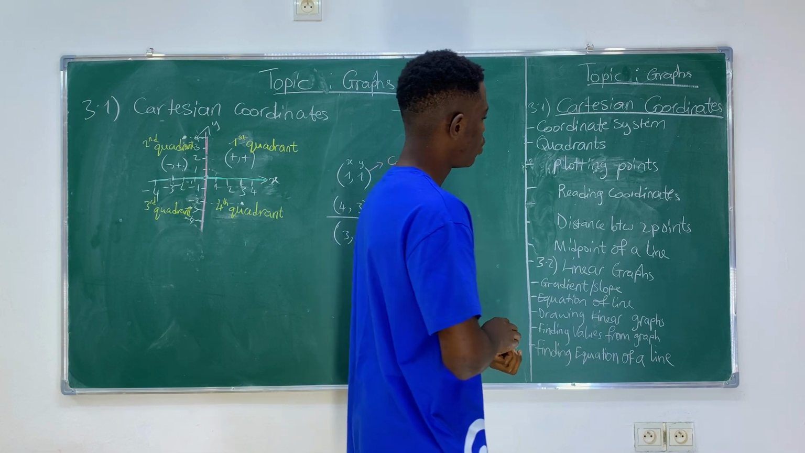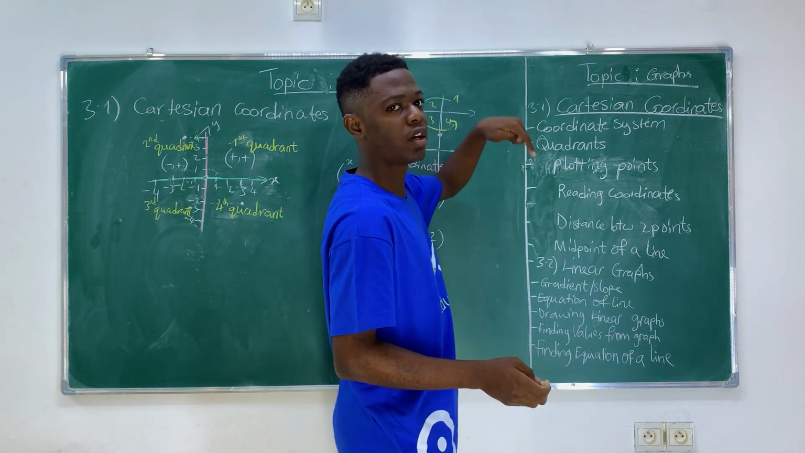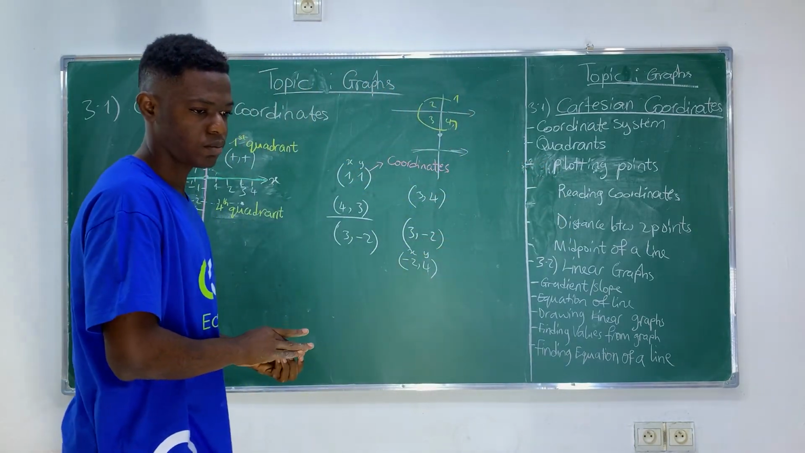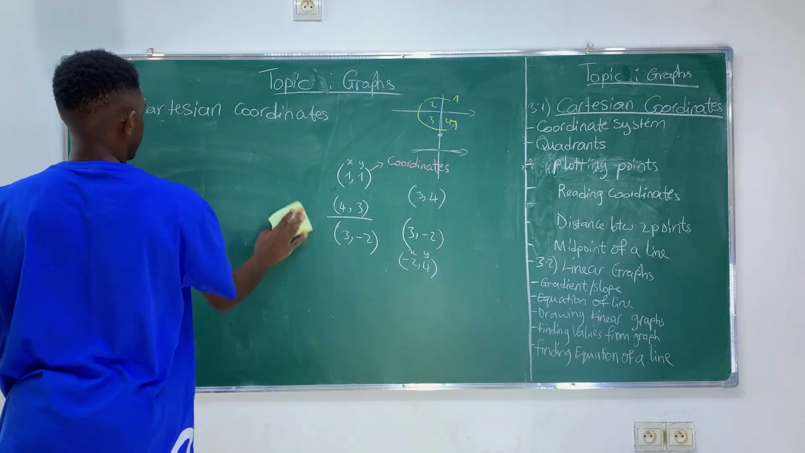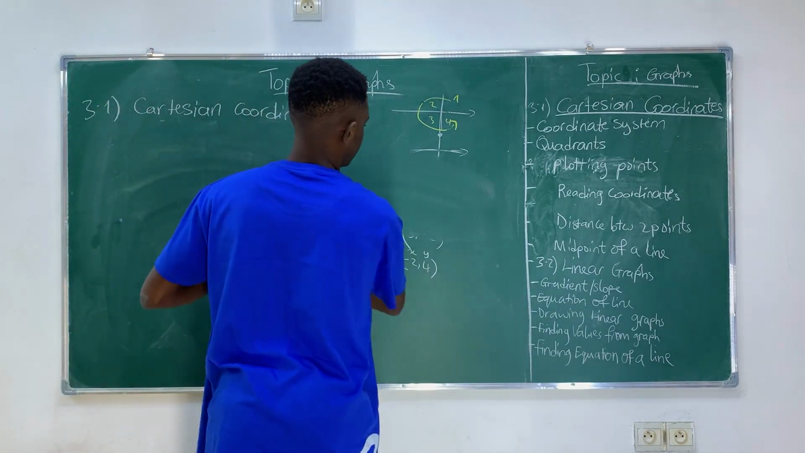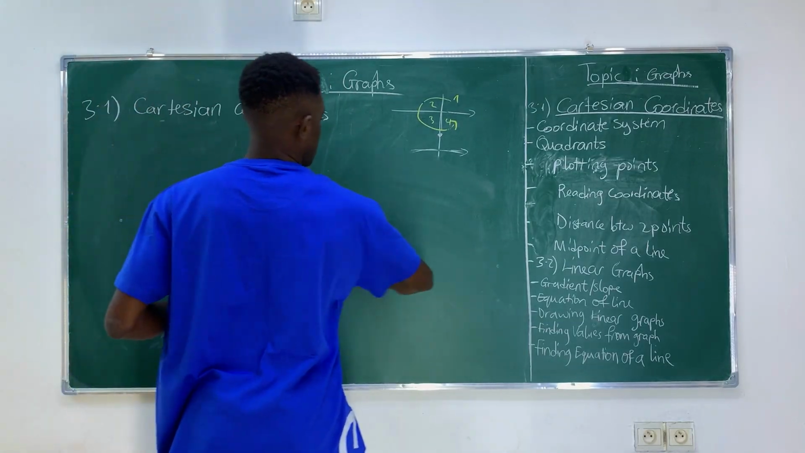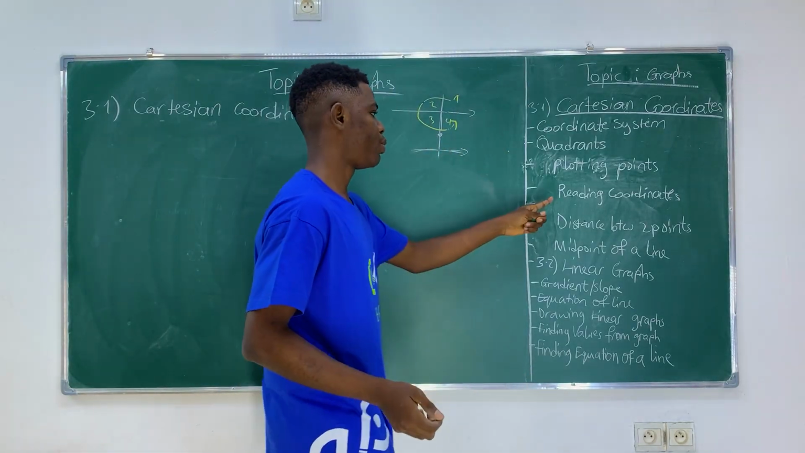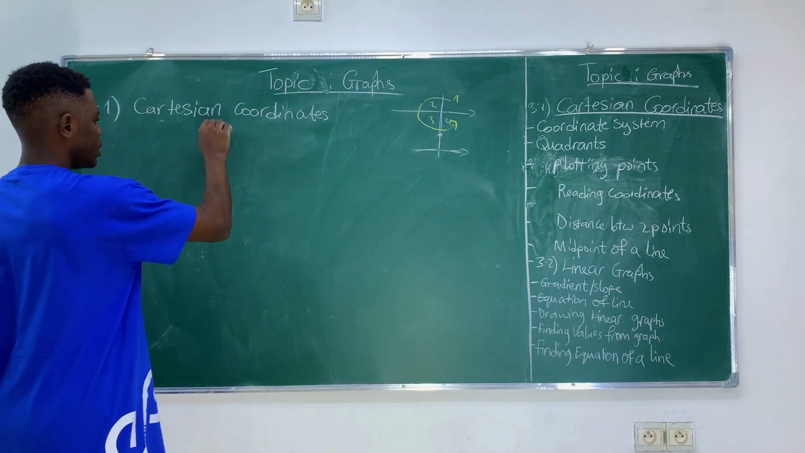Alright, so now we have done coordinate systems, axes, and quadrants. Let's learn how to plot points. We also know how to read points, coordinates. Now you have to plot points. So let's consider a graph like this.